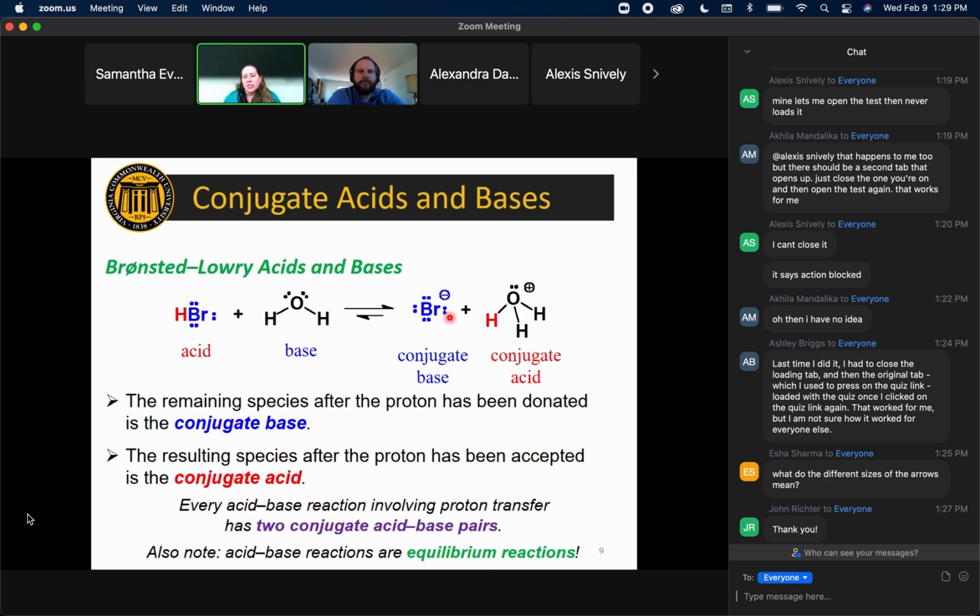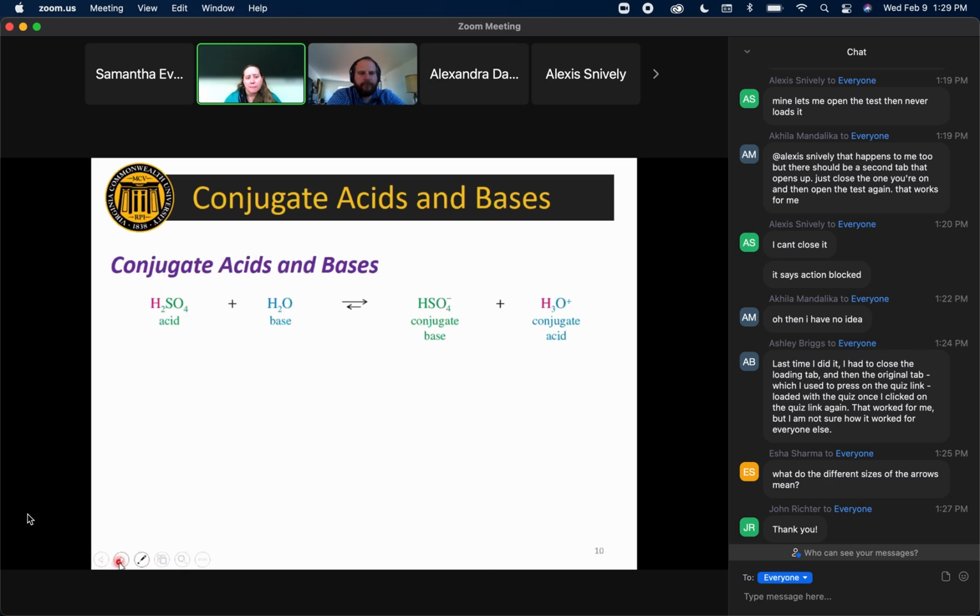And the extent to which that happens will tell us something about the strength of the acids and bases involved. We'll see that also more clearly on future slides. Okay, so in terms of the wording of conjugate acids and conjugate bases, hopefully you guys can see this now.